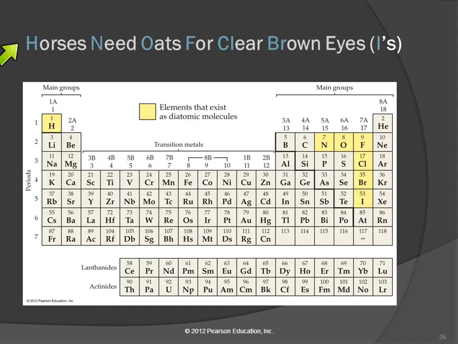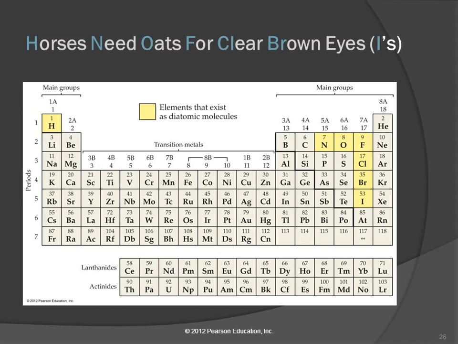One is a mnemonic. It's a silly sentence where the first letter of each word stands for something. And so these letters stand for the element symbols. So horses is for hydrogen. Horses need oats for clear brown eyes. Hydrogen, nitrogen, oxygen, fluorine, chlorine, bromine. And this is a bit of a stretch, iodine. So I's and the letter I's, those are homonyms. They're not spelled the same, but we get the idea. Horses need oats for clear brown eyes. So if it's one of those elements by itself, it's molecular, it's diatomic. And if it's something else, then it'll just be an atomic element.